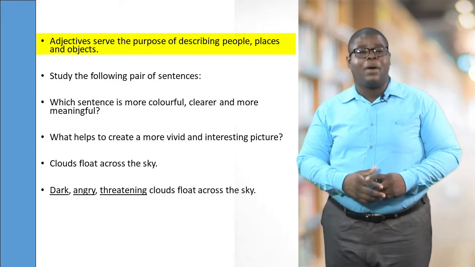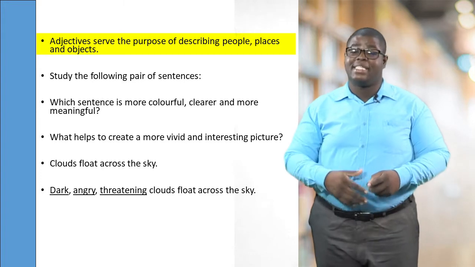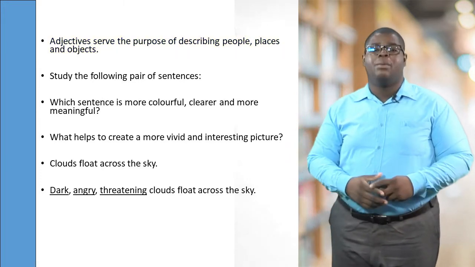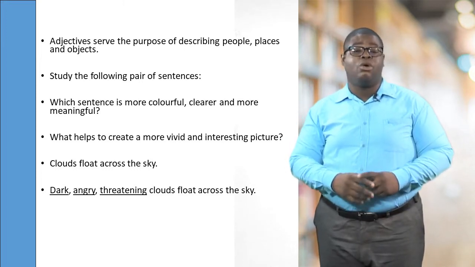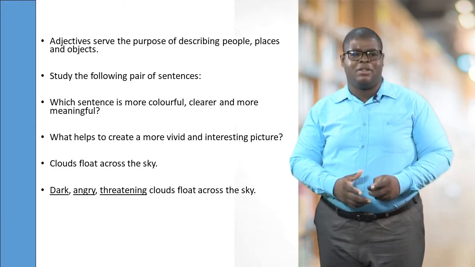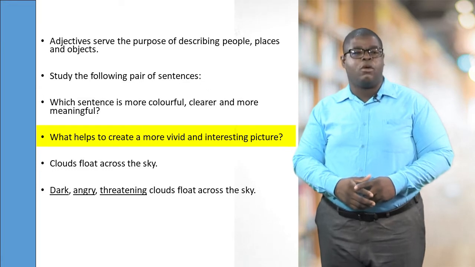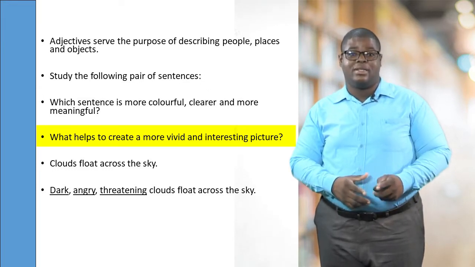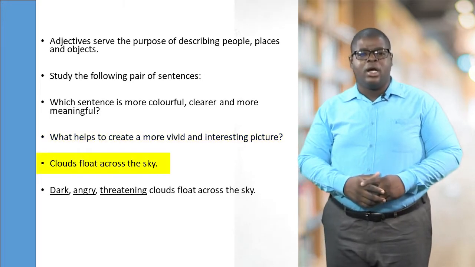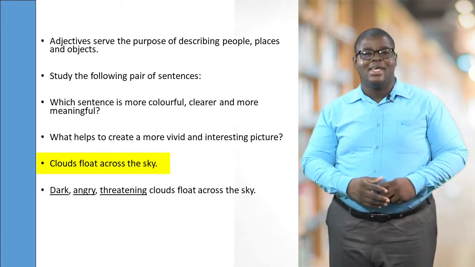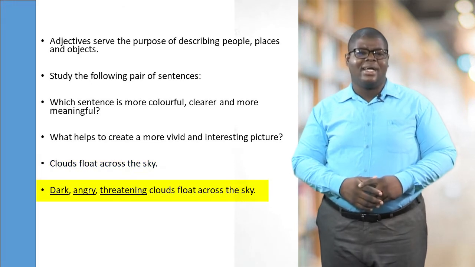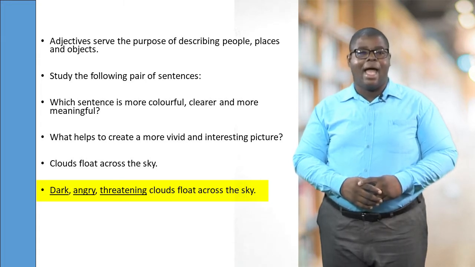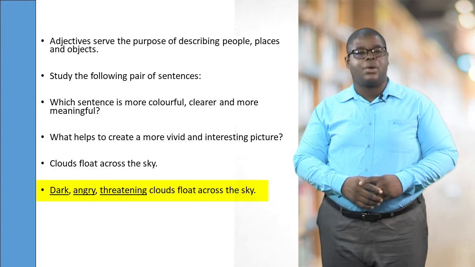Now, adjectives serve the purpose of describing people, places, and objects, as mentioned above. We're going to study the following pair of sentences. Your task is to tell me which sentence is more colorful, clearer, and more meaningful. What helps to create a more vivid and interesting picture? Let's go. The first sentence reads, clouds float across the sky. And the second sentence reads, dark, angry, threatening clouds float across the sky.